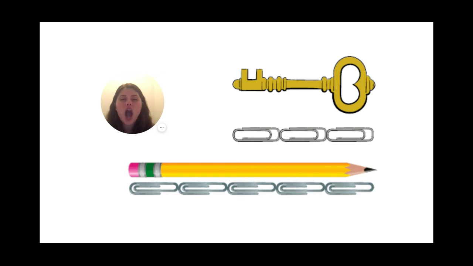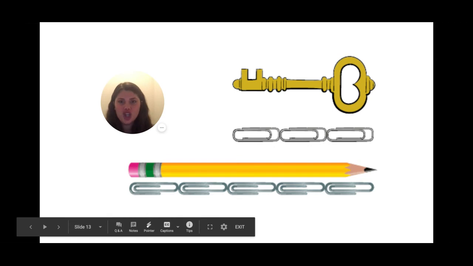Keeble Cubs, which object do you think is shorter? 3 paper clips in length, which is the key, or 5 paper clips in length, which is the pencil? That's right, friends. The key, which is 3 paper clips long, is shorter than the pencil, as 3 is smaller than 5. So we then know the pencil is what, Keeble Cubs? That's right, friends. The pencil is longer. Good job.